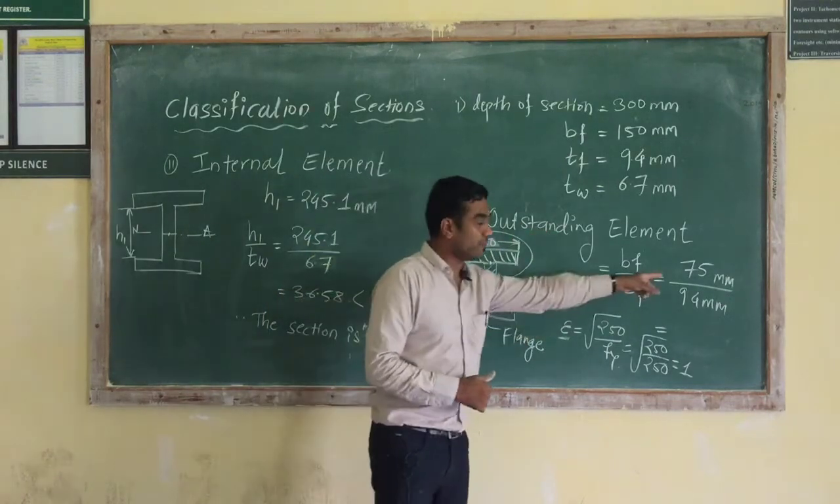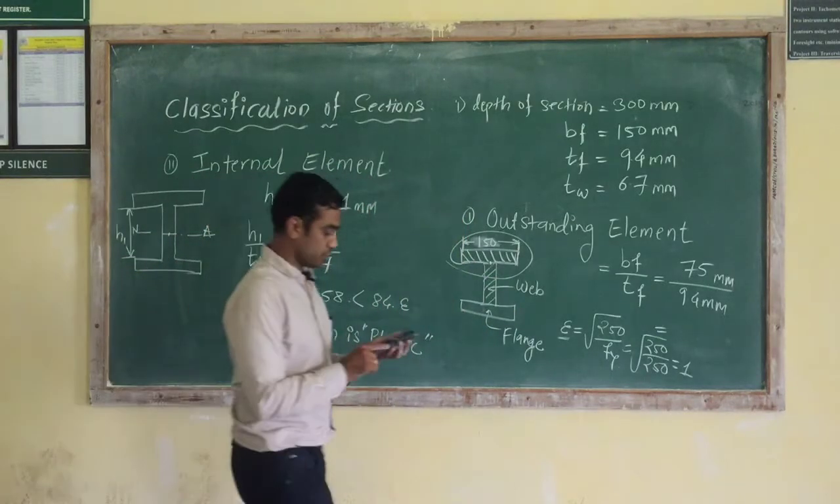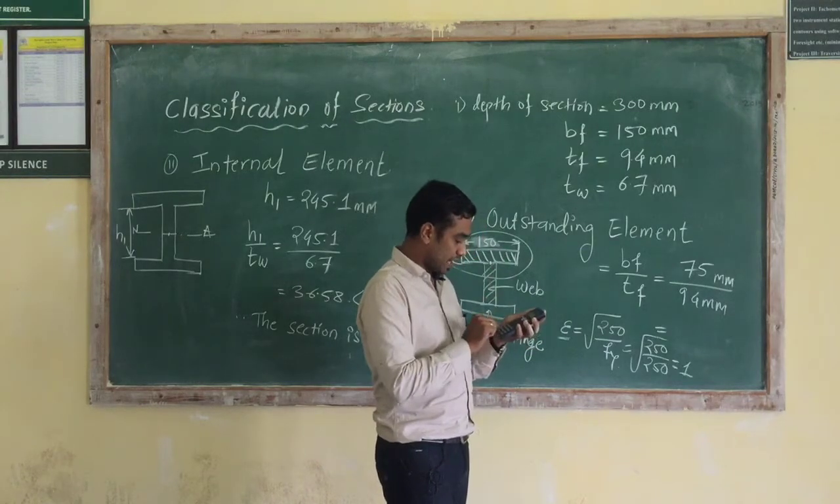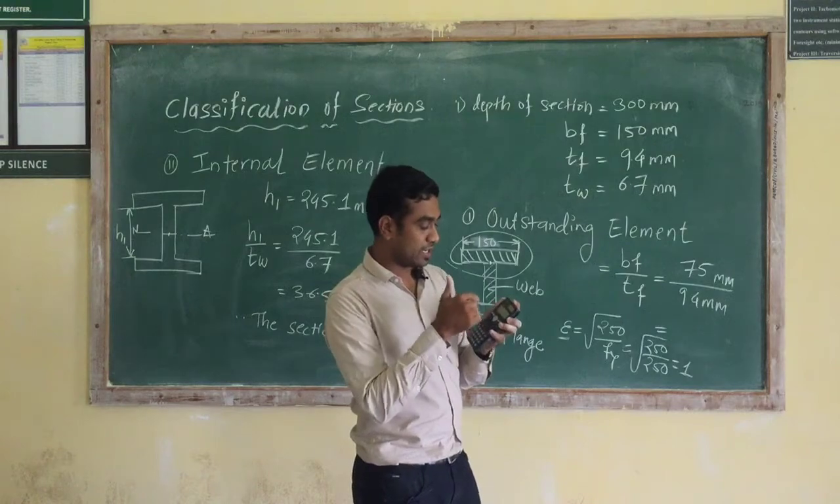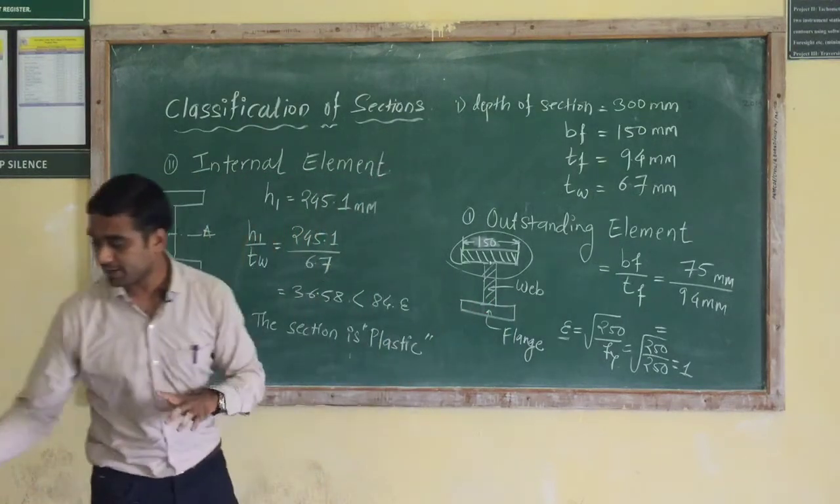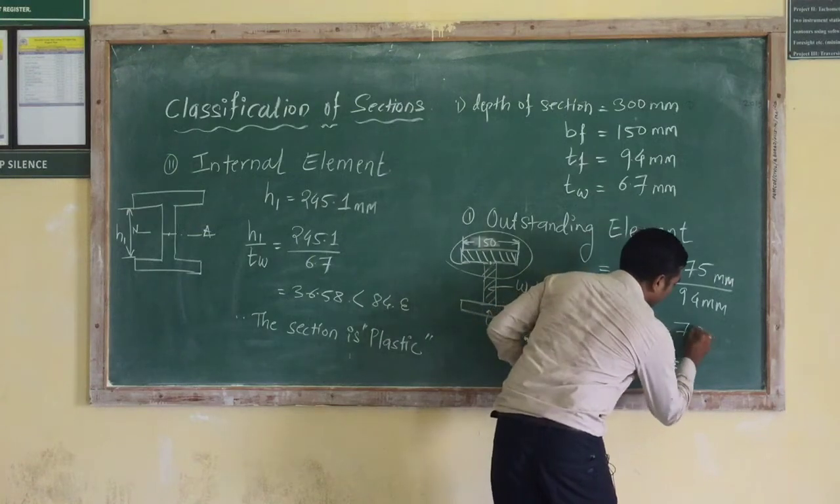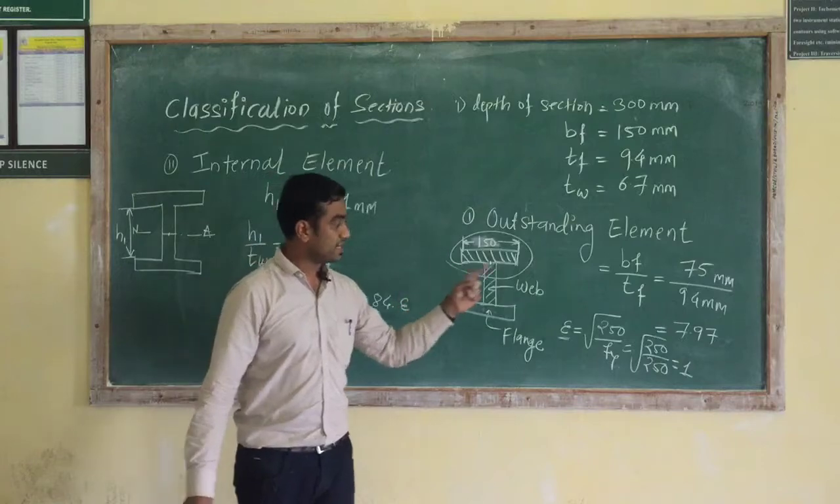And now you have to find this ratio. 75 divided by 9.4. Your value becomes 7.97.